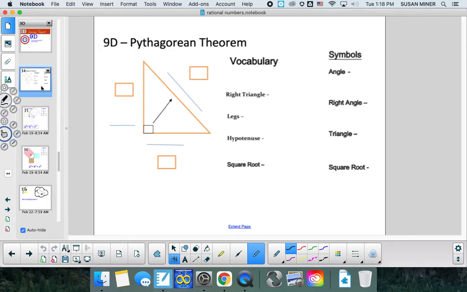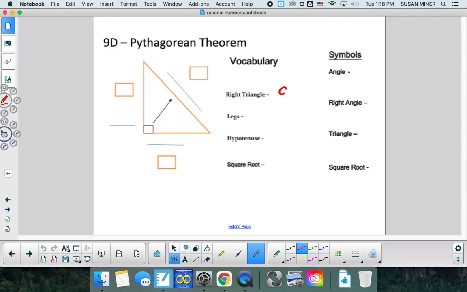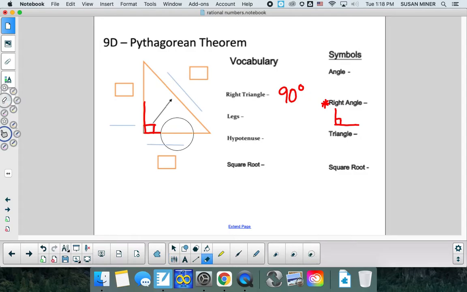Okay. Starting out, what is a right triangle? A right triangle is a triangle that has one 90-degree angle in it. We usually signify a right angle by putting a little box in the corner. If you'll notice, this angle here is the 90-degree angle, and it has a little box in the corner. The symbol that we use for a right angle is that little box in the corner. That says this is a 90-degree angle. A right triangle has one 90-degree angle.